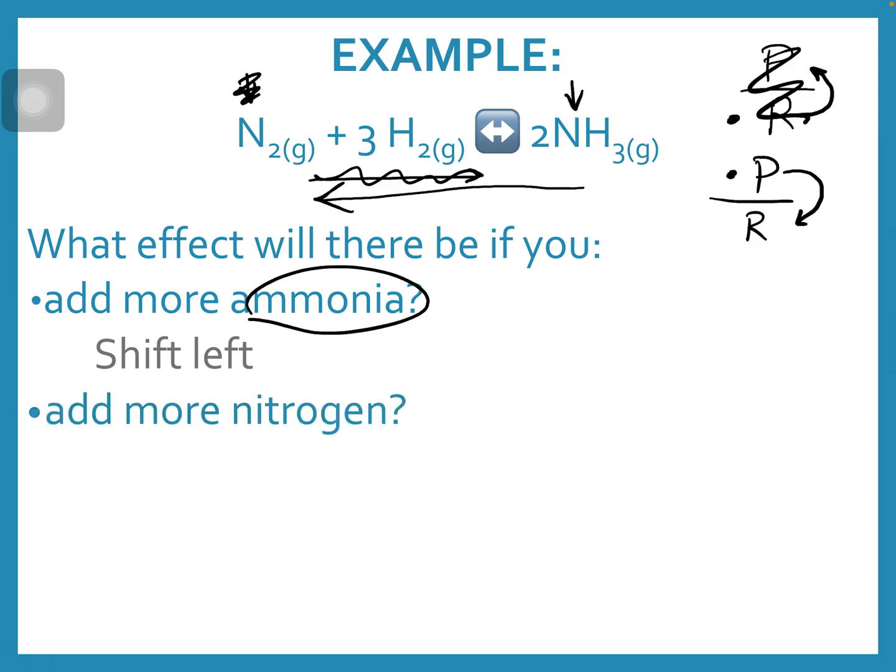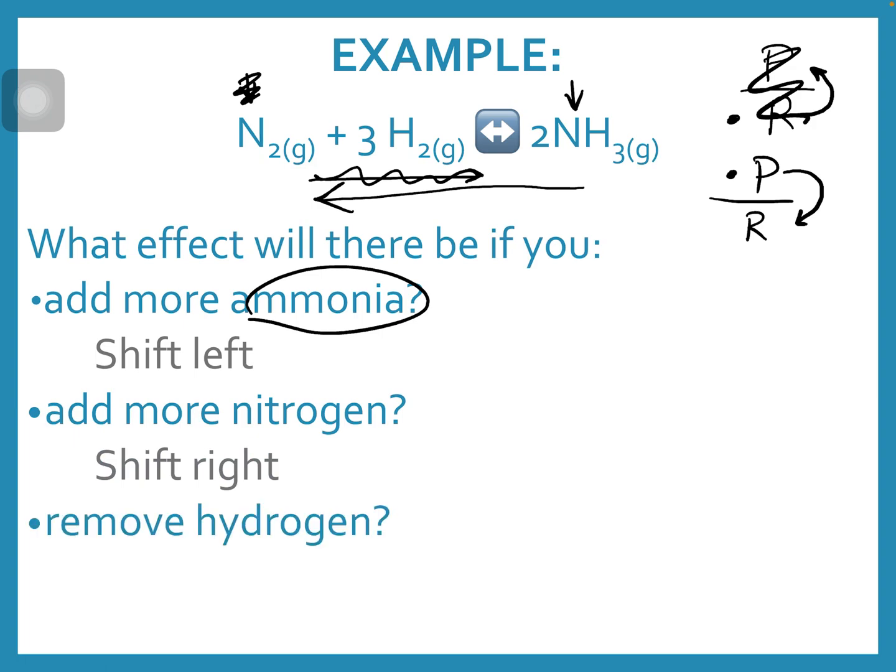Oh, look, we already did this one. So add more nitrogen, we're going to shift away from it. We're going to shift to the right. And if we remove hydrogen, so when we remove something, what we want to do is replace it. So that is going to shift to the left towards the reactants to replace the hydrogen.